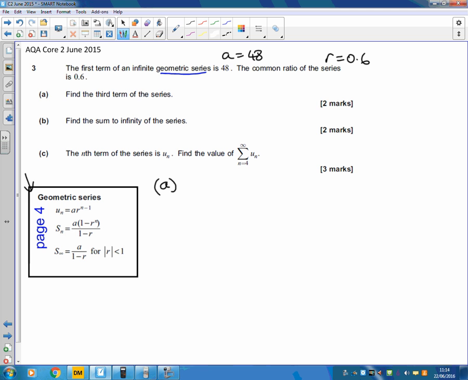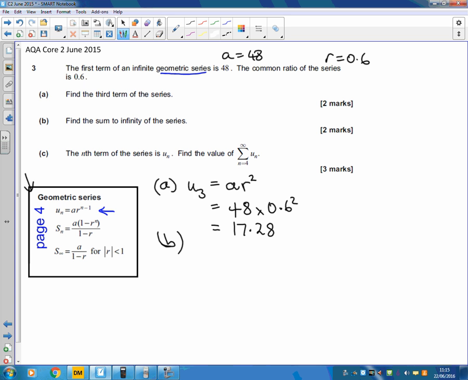So part A wants us to find the third term. So looking at the formulae that gives us the nth term of a sequence, the third term is going to be AR to the n minus 1, which in this case is going to be 2, because 3 minus 1 is 2. So the third term is 48 times 0.6 squared. Put that in your calculator and you're going to get 17.28.